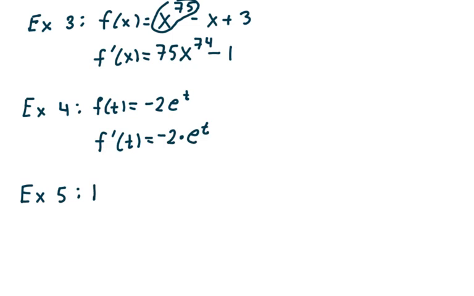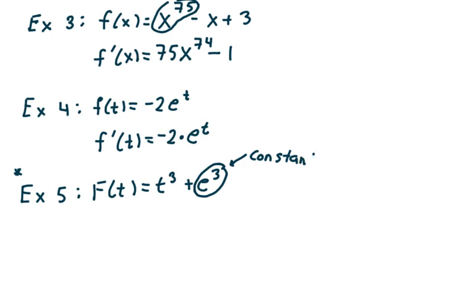On example 5, suppose f of t is t cubed plus e to the third. Now, this is an important example, right? I'm going to put a star by this. Why? Because it's a trap. E to the third, this number here, that's constant. And if we go back to our rules, what's the derivative of any constant? It's 0. So if I want f prime of t, I'm going to get 3t raised to the second plus 0, and that's equal to 3t squared.